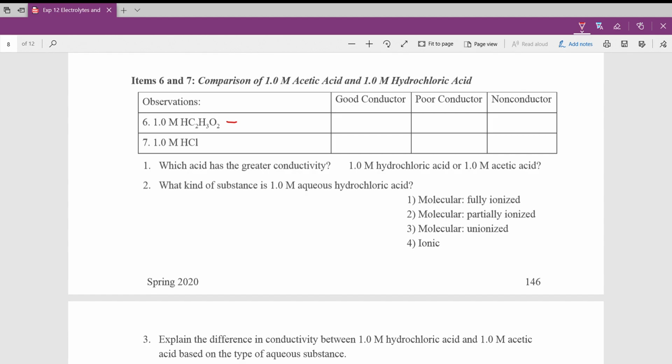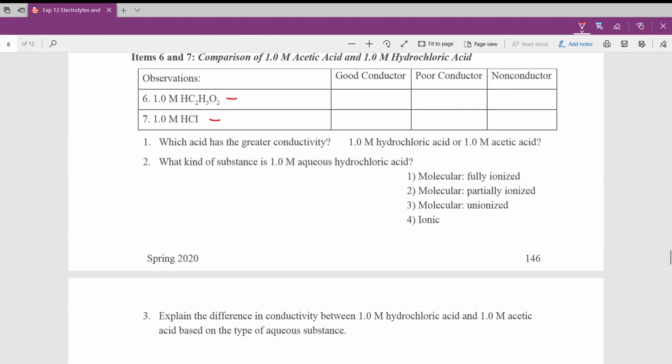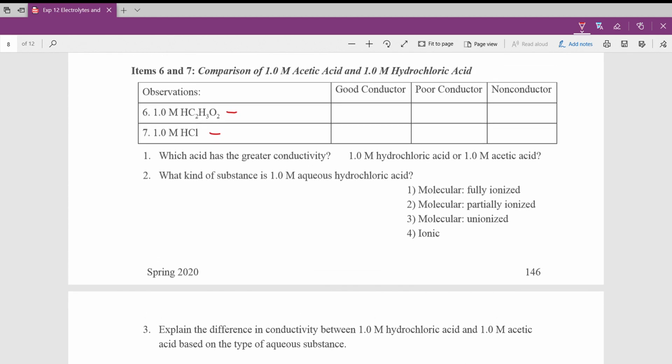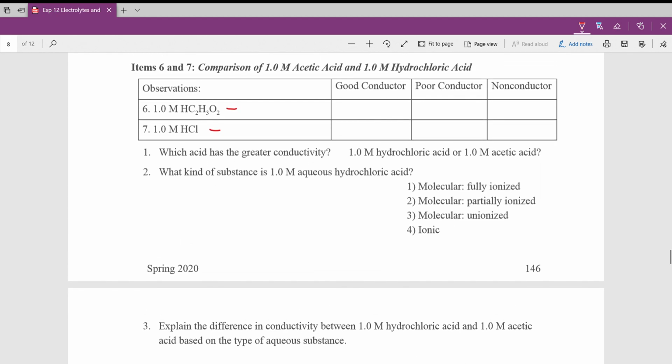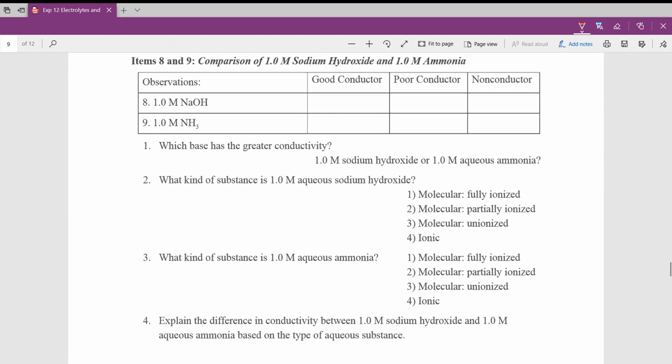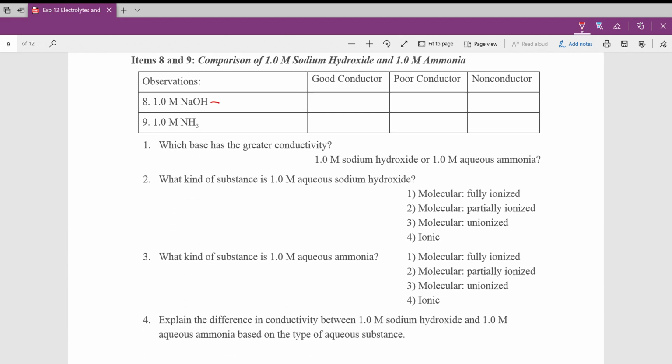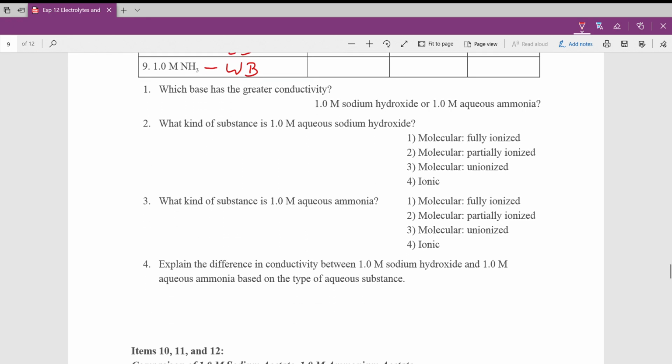Oh, these two look very similar. Both bright. They should not be both the same. So use your common sense, and maybe the pre-lab discussion that I wrote out will give you a hint as to how to answer that, whether it's a good conductor, poor conductor, or non-conductor. Okay. Same goes for these two. They look very similar. However, one is a strong base, one is a weak base. So use that information to answer the questions.